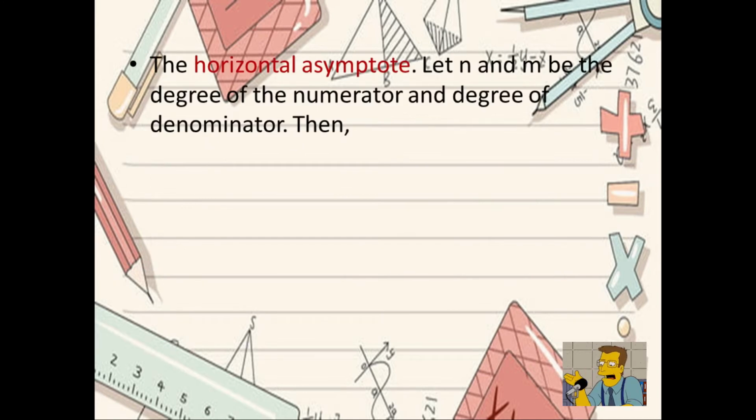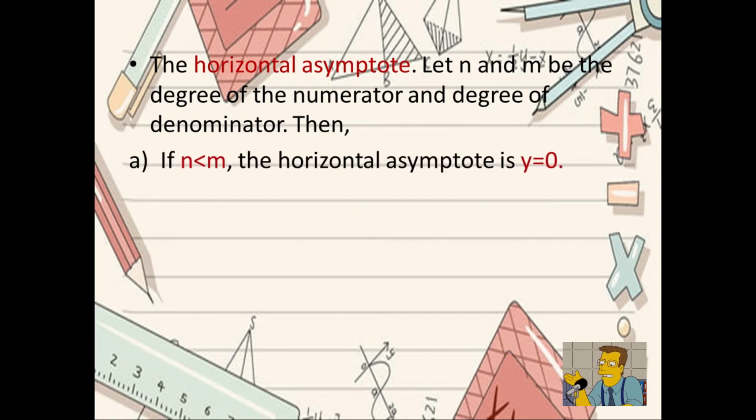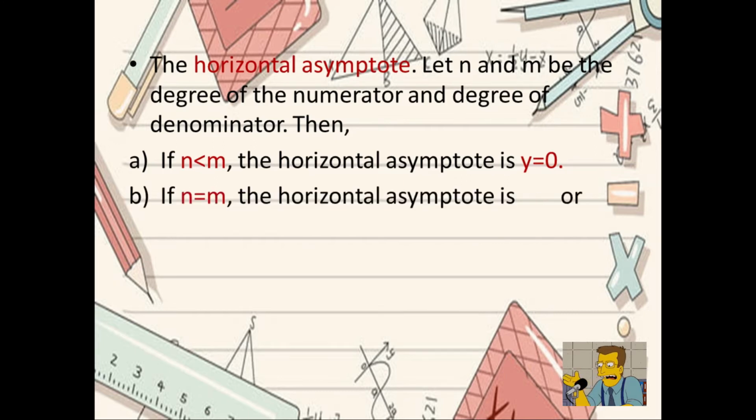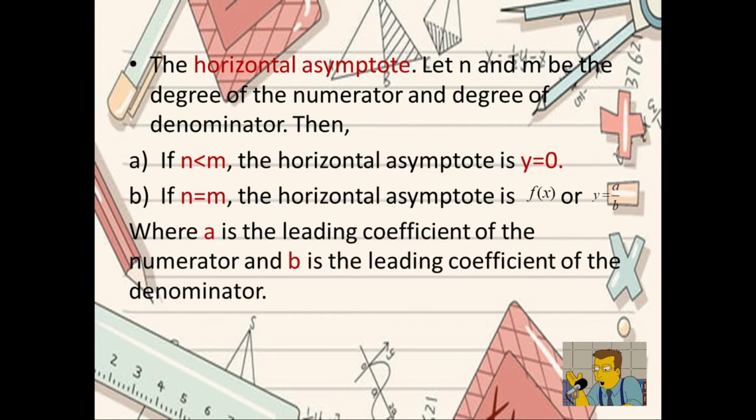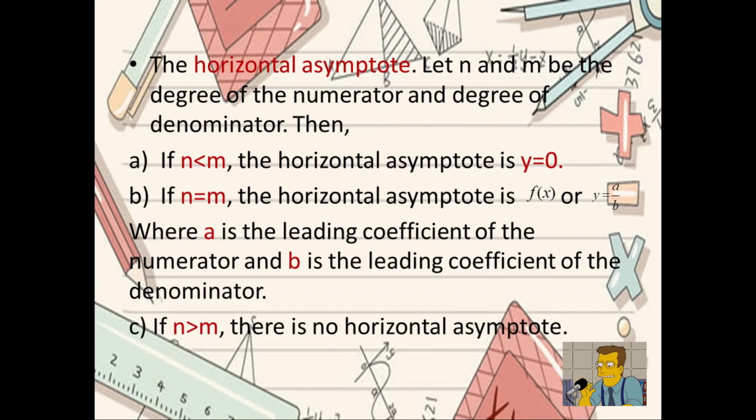The horizontal asymptote: let n and m be the degree of the numerator and the degree of the denominator. Then if n is less than m, the horizontal asymptote is y equals 0. If n equals m, the horizontal asymptote is y equals a over b, where a is the leading coefficient of the numerator and b is the leading coefficient of the denominator. If n is greater than m, there is no horizontal asymptote, otherwise a slant asymptote.